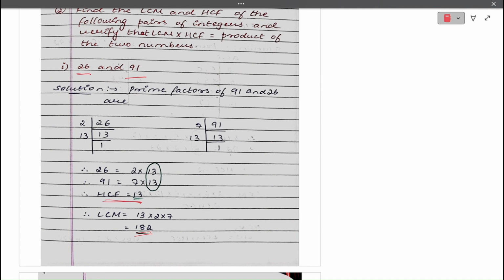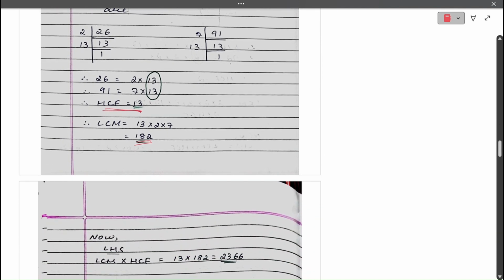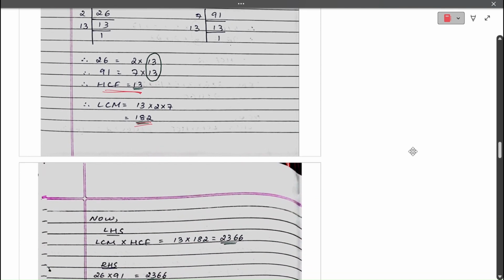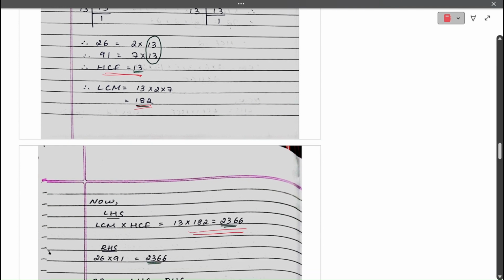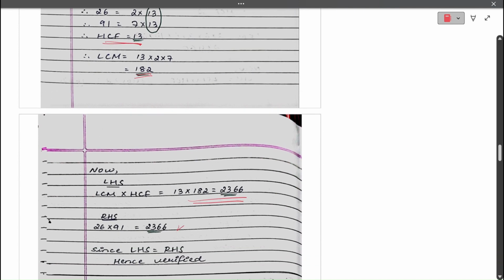Well, let's go for the verification step. The first step is LCM into HCF, that is 13 into 182, which will give us 2366. Okay, let's see if it holds good for the RHS. What is the product of the two numbers? Is 26 into 91 equal to 2366? Yes, they are equal. So henceforth, LHS is equal to RHS and it is verified. Clear?